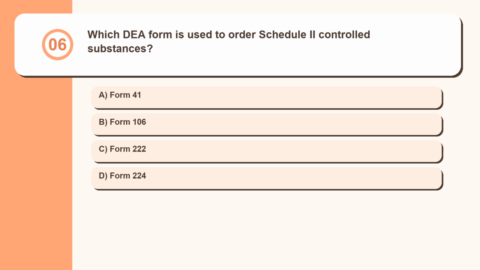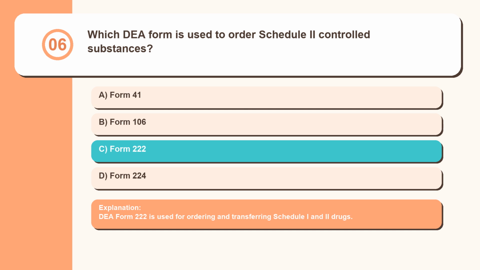Question 6. Which DEA form is used to order Schedule II controlled substances? Form 41, Form 106, Form 222, Form 224. DEA Form 222 is used for ordering and transferring Schedule I and II drugs.